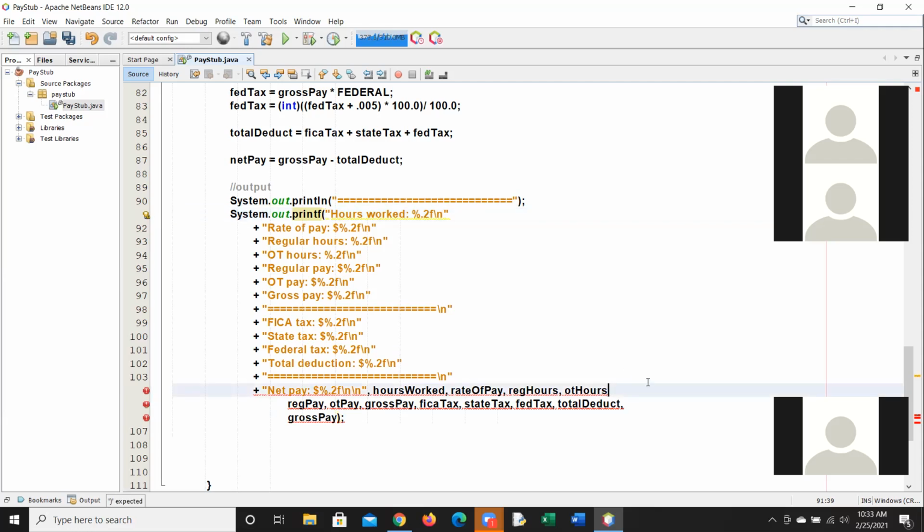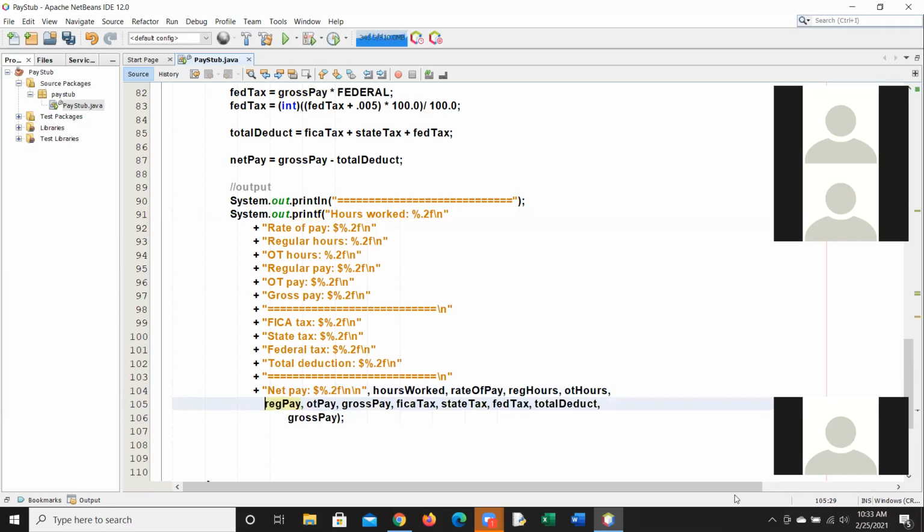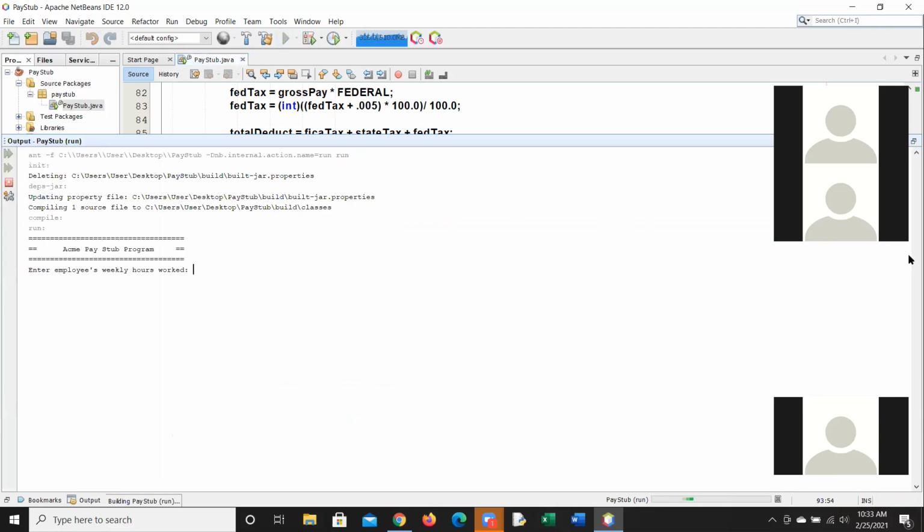Well, one thing I can do is this. Oops, there's a comma missing right there. There we go. So now I've got all these to fill in all these placeholders. I have all my variables listed. And there we go. Okay, so 50 and 10 we said.